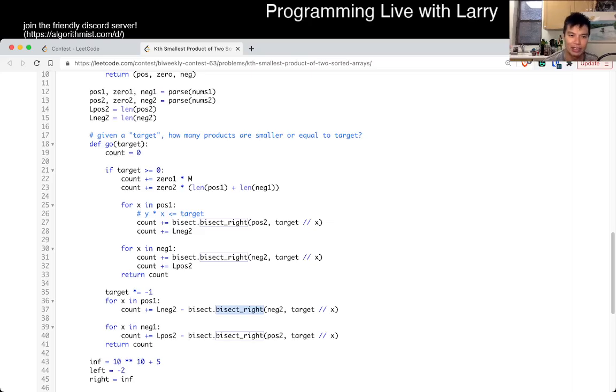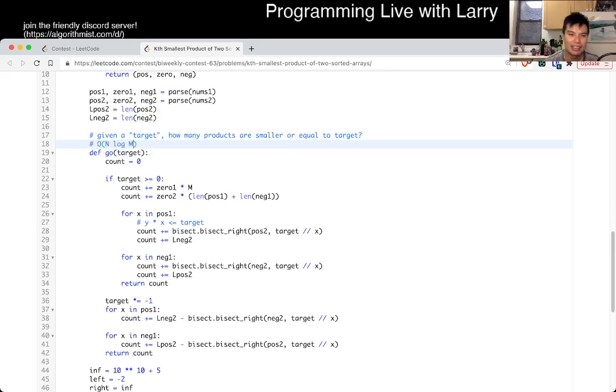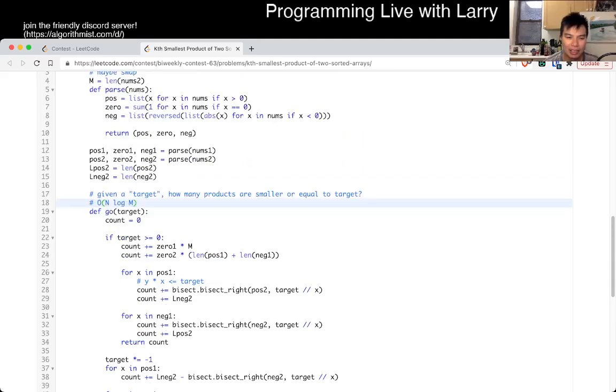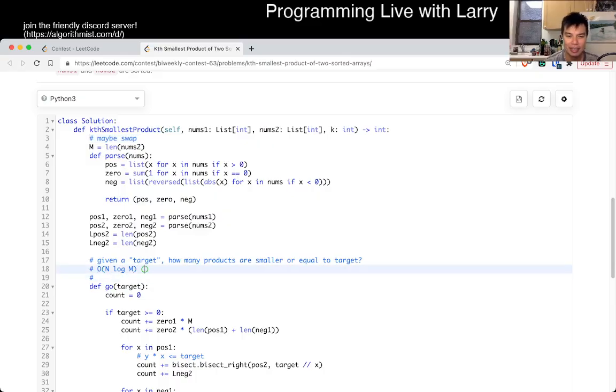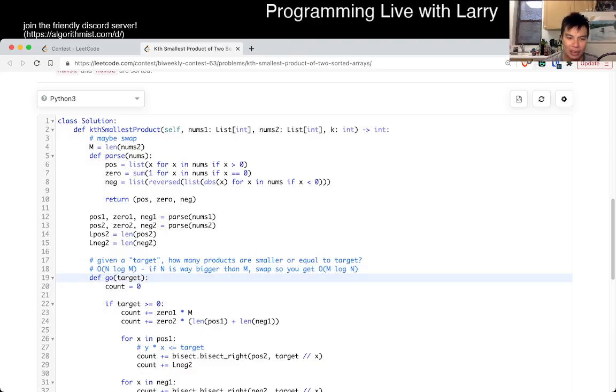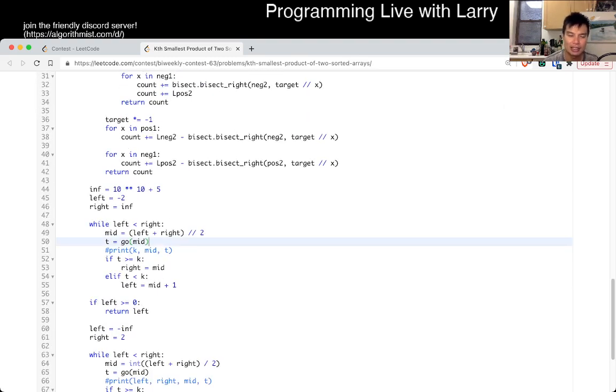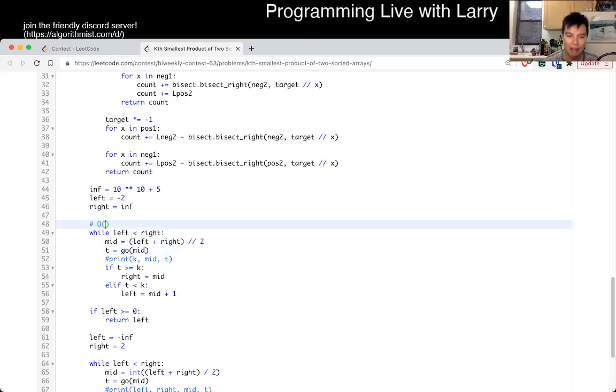Again, you can also use 2 pointers. Given a target, this is going to be O of n log m, and this is why I maybe had to swap here, because if n is way bigger than m, swap so you get O of m log n, but that's a small optimization that I didn't even need. But basically you call this O of log u times, so this is going to be O of n log m log u, right?